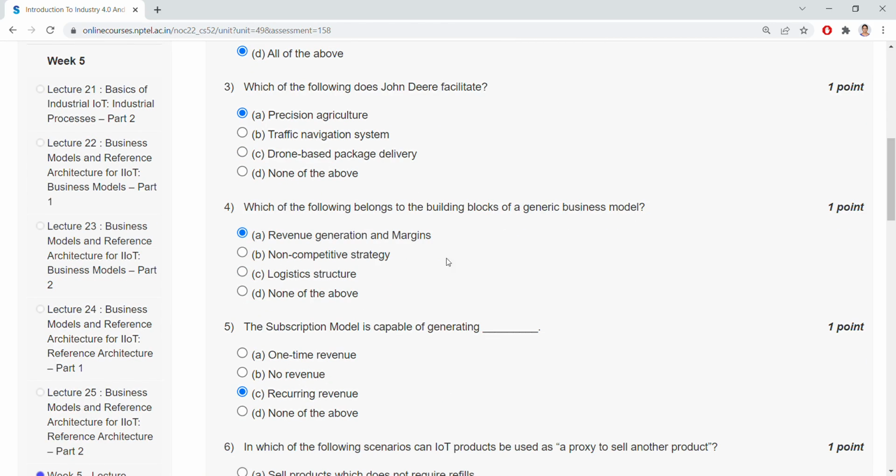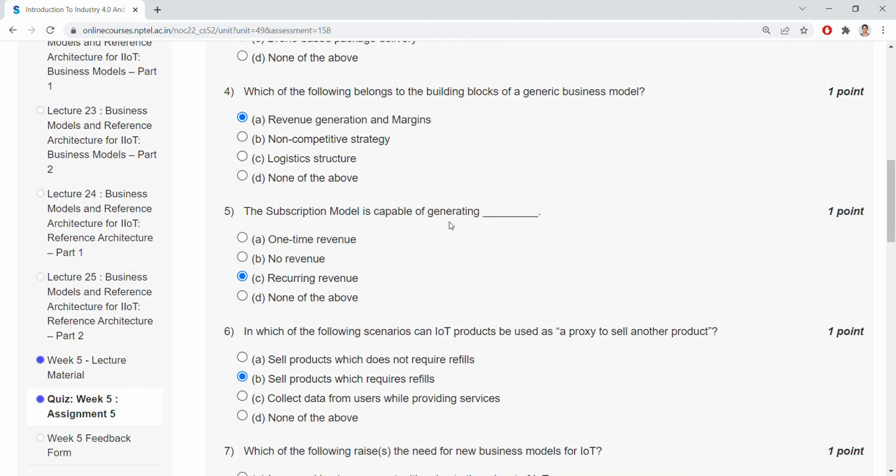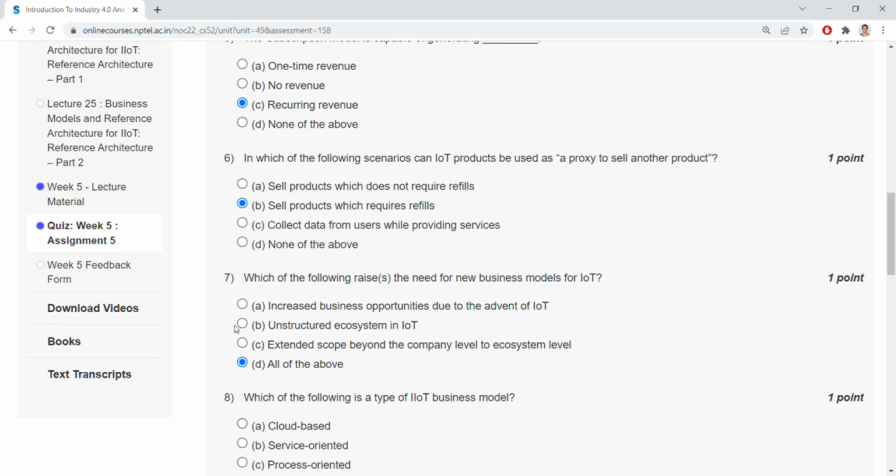Which of the following belongs to the building blocks of generic business model? Revenue generation and margins. The subscription model is capable of generating recurring revenue. And in which of the following scenarios can IoT products be used as a proxy to sell other products? Sell products which require top-ups. Which of the following raise the need of new business models for IoT? All the above.